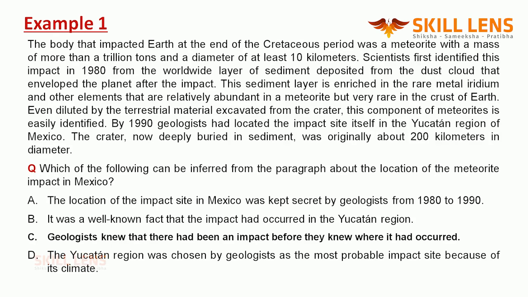When you read the paragraph, you understand that the author is talking about a meteorite that hit Mexico some time ago. So the question asked here is which of the following can be inferred from the paragraph about the location of the meteorite impact in Mexico? Inferred means, when you read this paragraph, what is the understanding that you get?